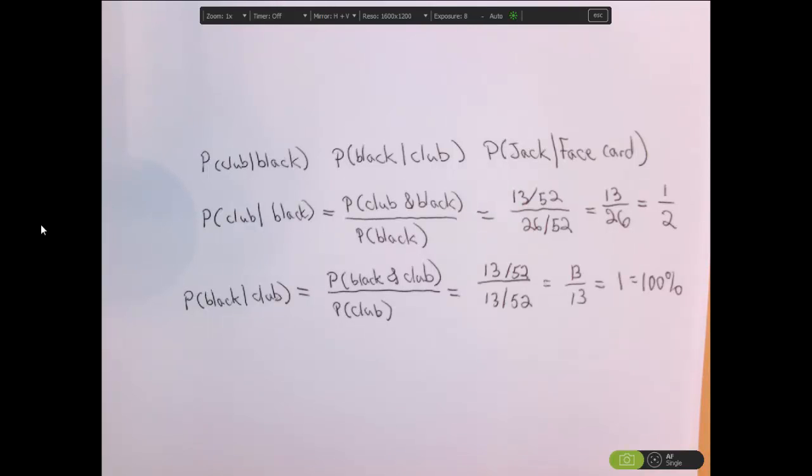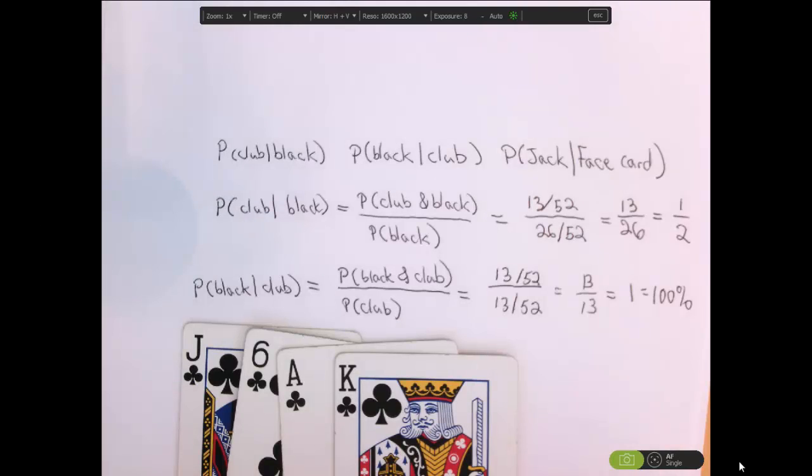The number of cards that are black and clubs are 13 in the 52-card deck, and the number of cards that are clubs, again, are 13 out of the 52 cards in the deck. So the probability that a card is black given that it is a club is 1 or 100%. Of course, in this case, we didn't really need the help of mathematics to tell us that. If we've chosen a club, it's automatically black. So then the probability that we've chosen a black card given that it's a club is automatically 100%.